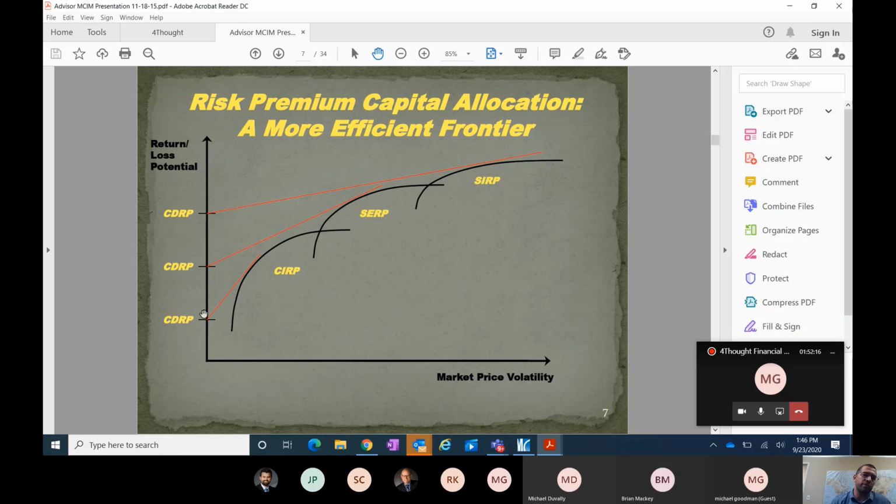we call it, here's an abbreviation for it over here, the credit default risk premium, right? The credit default risk premium is the returns you can extract from the marketplace by taking on credit risk. But what do you mean by credit risk?